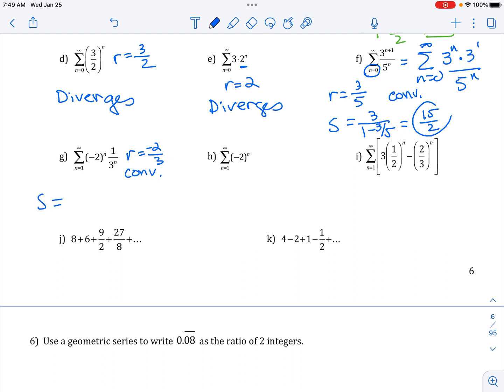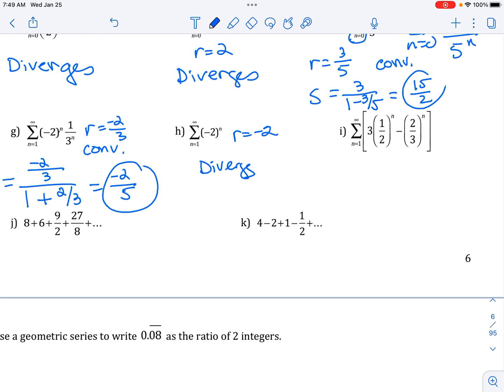So my sum is going to be, if I plug in 1 for n, my A is negative 2/3 all over 1 minus, so this becomes a plus, okay? And practice simplifying your fractions. Obviously on a short answer, you do not need to. So this becomes negative 2/5. This one, your R is negative 2. Absolute value is not less than or equal to 1, so it diverges.